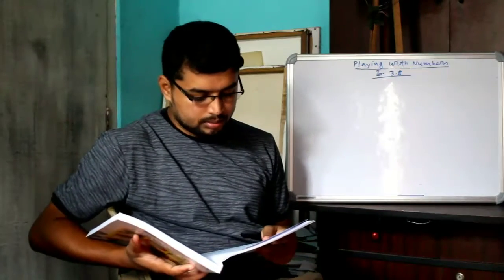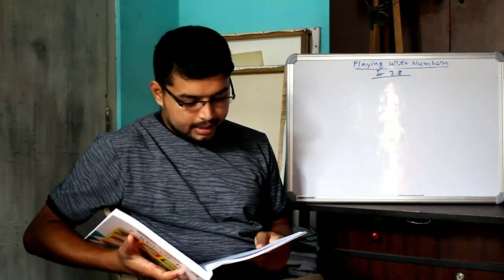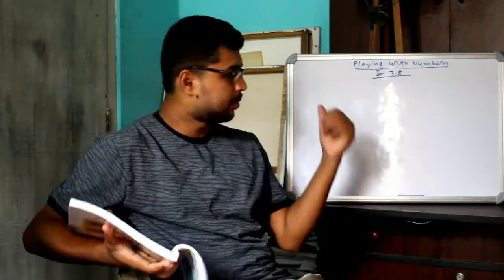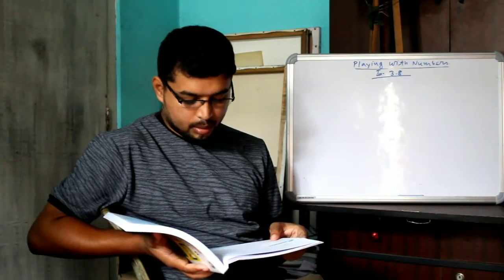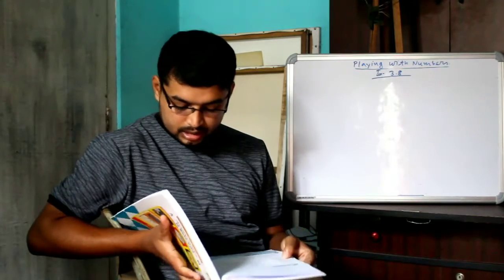Next, number 2. Find the HCF and LCM of the following pairs of numbers. This we already discussed in the previous number. Number 3. The HCF and LCM of two numbers are 8 and 576 respectively. If one number is 64, find the other number.